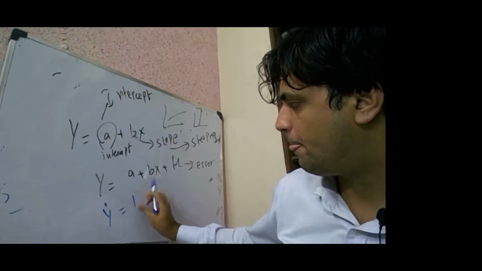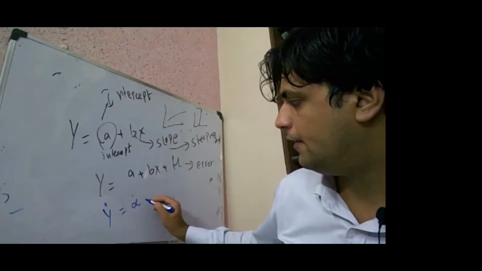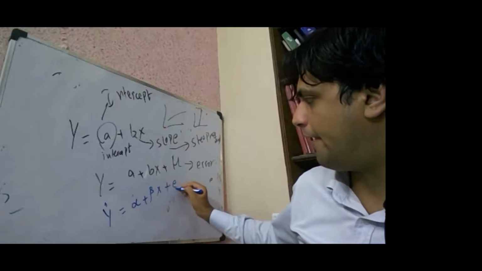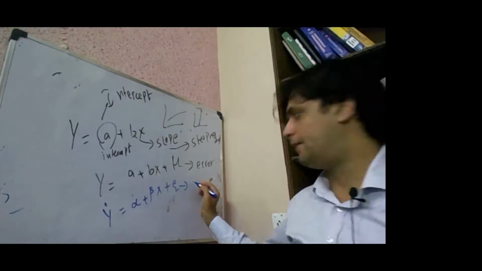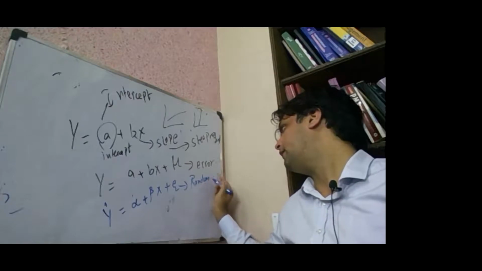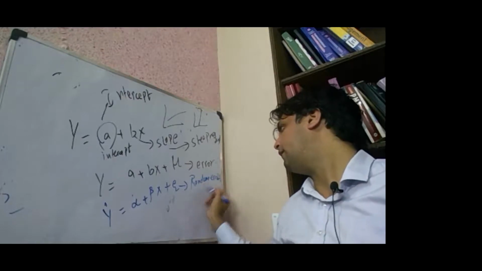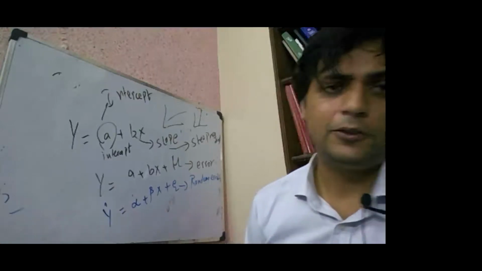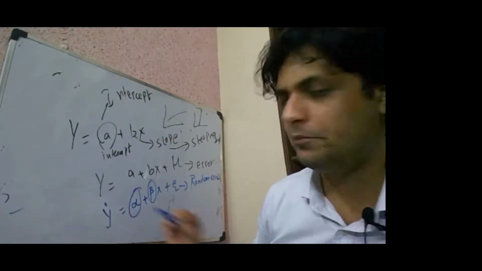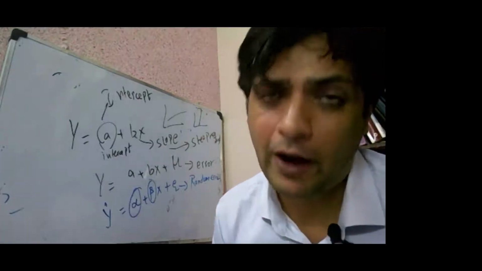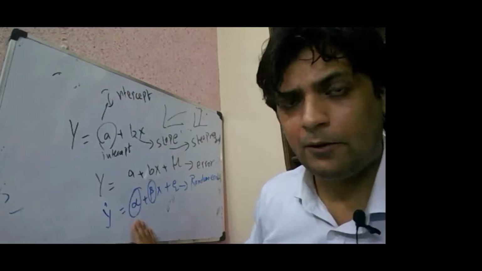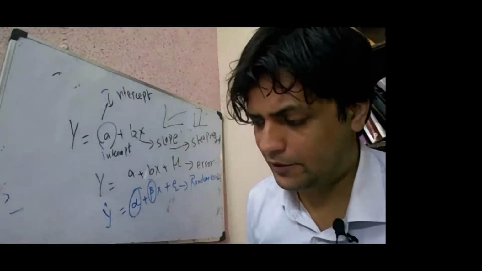We can say alpha plus beta x plus error. So this is a sample error. We also call it random error. Now we need to estimate alpha and beta to estimate the predicted value of y. That is, what is the intercept and what is the slope. Sometimes it's given, sometimes it's not given.